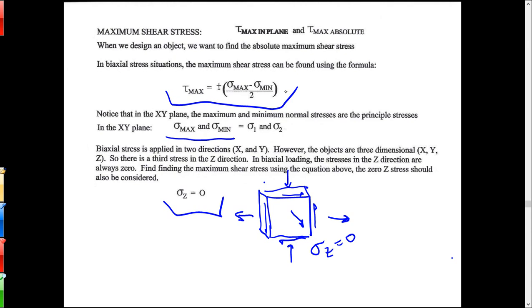So when we look at this little formula here, we've got to be a little careful. Sometimes sigma min will be one of our in-plane principal stresses, but sometimes it won't. Sometimes it'll be sigma z, which is zero. So we've got to watch that, because that can have some pretty big effects sometimes. Okay? So this is page 360 is where I'm at.